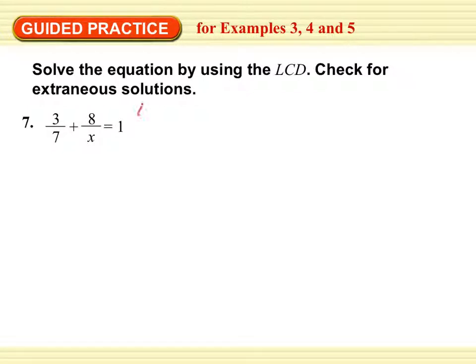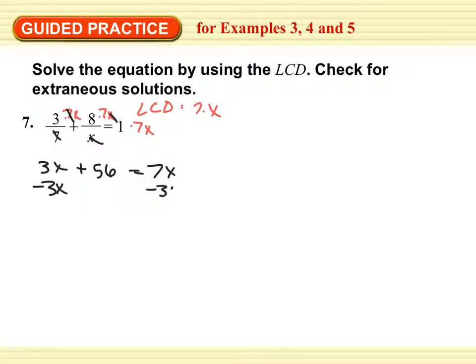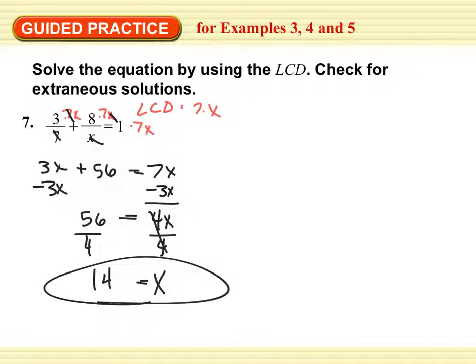Last one, my LCD is 7x. So multiply by 7x. Cancel what I don't need. A 7. I have 3x left over. 56 and 7x. 4x equals 56. Divide by 4. x equals 14. Sweet.